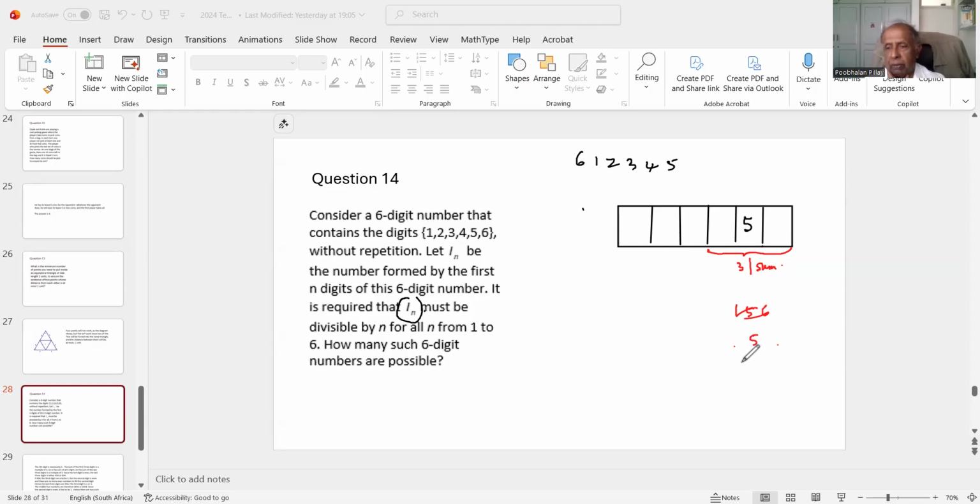You can have 1, 5, 4. You could have 2, 5, 3. Oh, I'm sorry, 2, 5, 2. That's not allowed. What am I doing? Sorry about this. Let's start all over again.